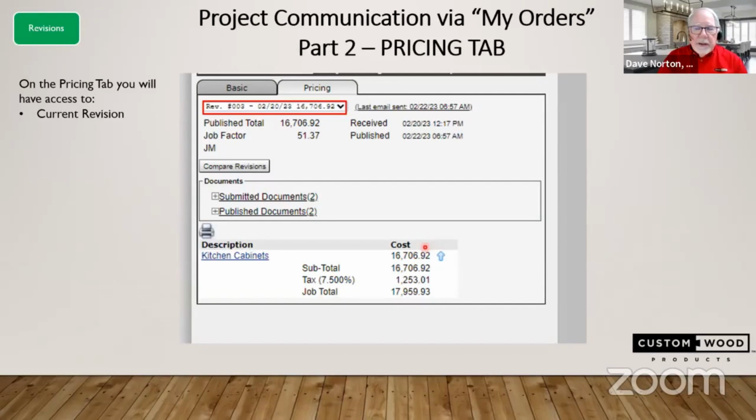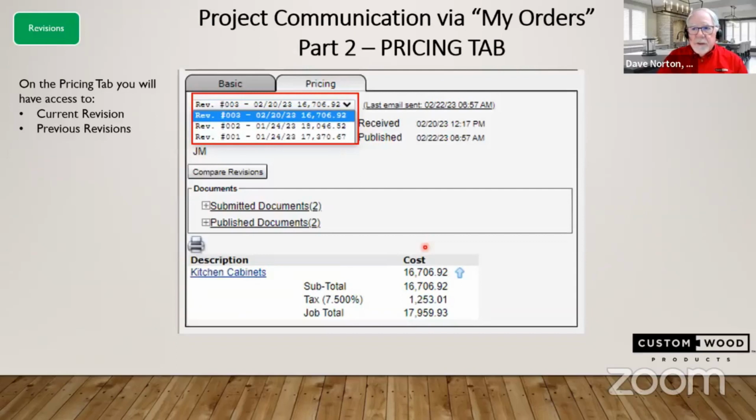So after you've answered the questions, or you're looking at the drawings to look at pricing, and this is where you're going to find your drawings, you go to your pricing tab where you can see your current revision. You can also see the history of all the revisions on this job. And as you choose different revisions, submitted documents and published documents are going to change back to the other revisions. You'll also get a warning, caution, you're not on the most current revision.